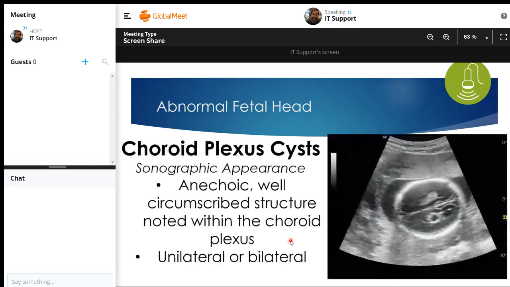So sonographic appearance, so that anechoic, well-circumscribed structure noted within the choroid plexus, so this area right here. They can be unilateral or bilateral. They can be very small, very big. It's pointless to measure. There's no normal measurement of a choroid plexus cyst. If it's there, it's there. If it's not, it's not. So no need to measure. Big or small is not an issue. It doesn't affect brain function or development or anything.